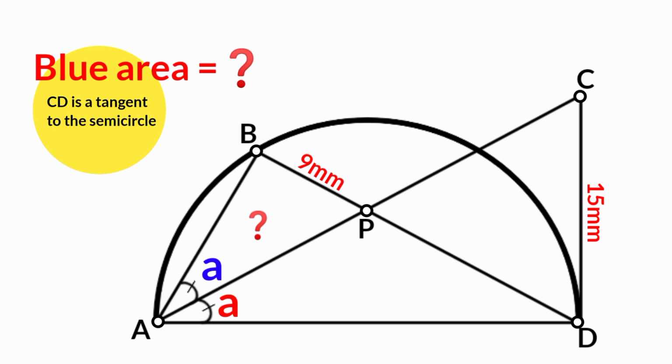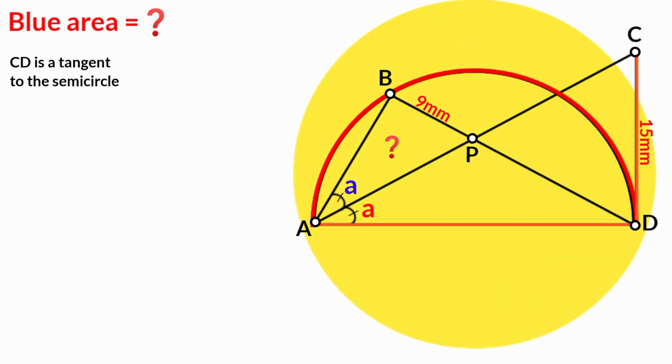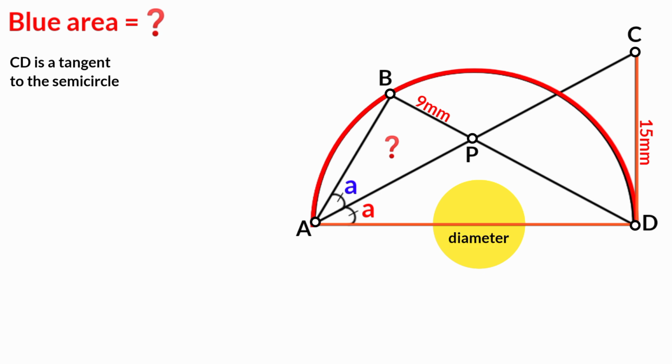So how can we solve this? It is actually very simple. Starting from here, they said line CD is a tangent to the semicircle. That is, at this very point here, this side CD is a tangent to this semicircle. Now, since this is a semicircle, we know this is its diameter. The diameter is actually 2 radii.